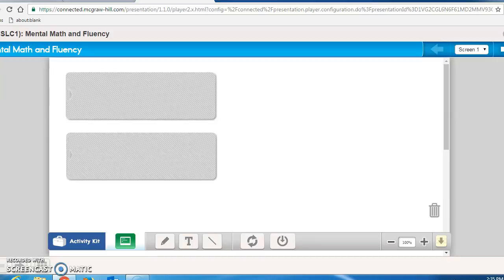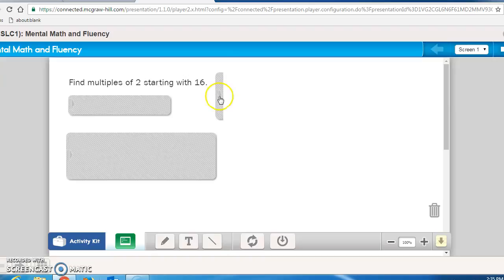But let's go ahead, like every other lesson, and start out with our mental math and fluency. Find multiples of 2 starting with 16. So remember, our first number is 16, and then we're going to go up by 2. So 16 should be our first number, then 18, then 20, then 22, then 24, then 26.